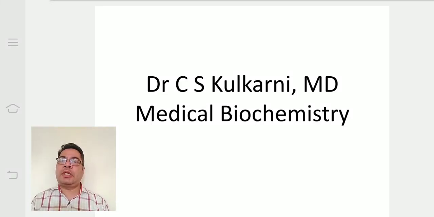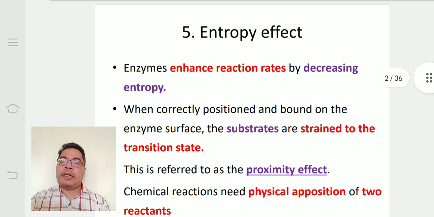Theories of enzyme activity. In today's session, we will deal with the same. Entropic effect: enzymes enhance reaction rates by decreasing entropy. When correctly positioned and bound on the enzyme surface, the substrates are strained to the transition state. This is referred to as the proximity effect.